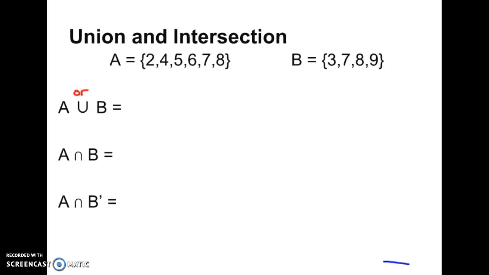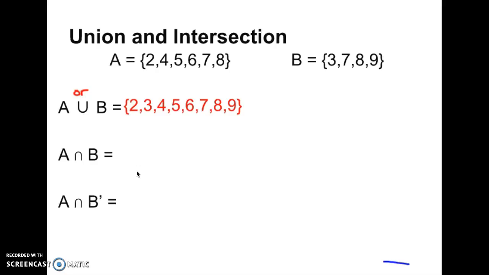So basically, you're just listing all the numbers that are up there. Okay, all the numbers that are up there. So the following numbers are up there: 2, 3, 4, 5, 6, 7, 8, 9. Those numbers are either in group A or they're in group B. They're in one of the groups. So they can be in either group A or group B.